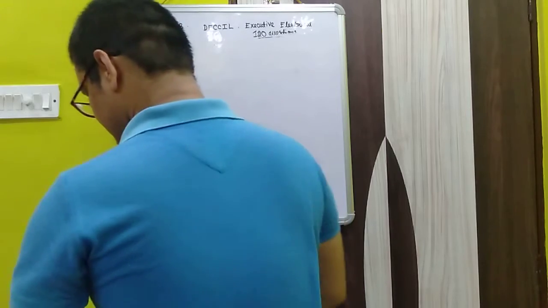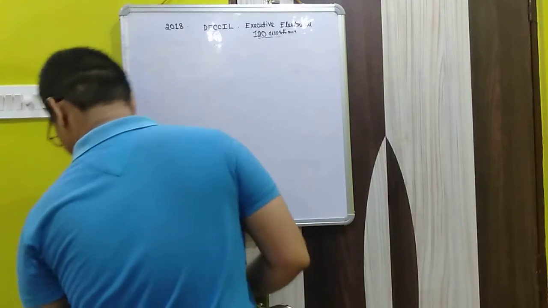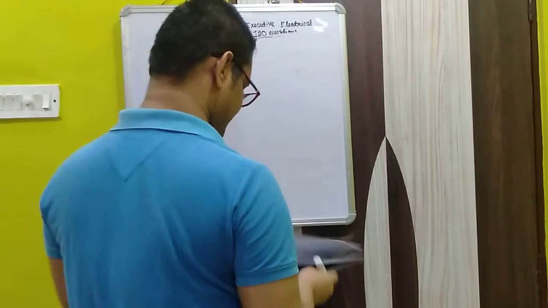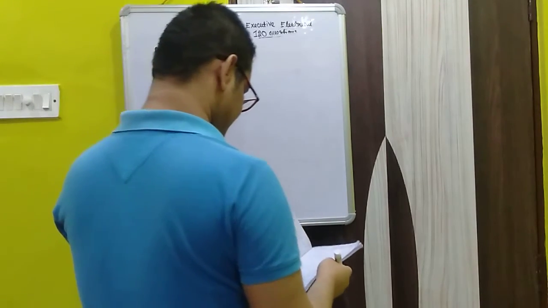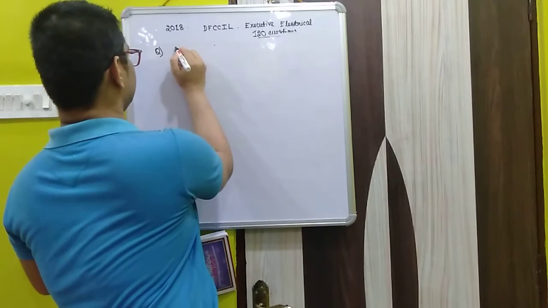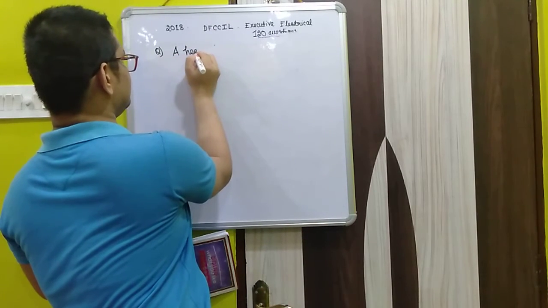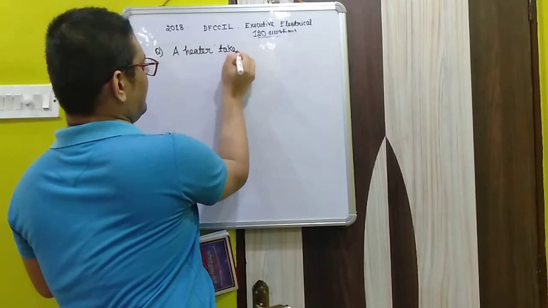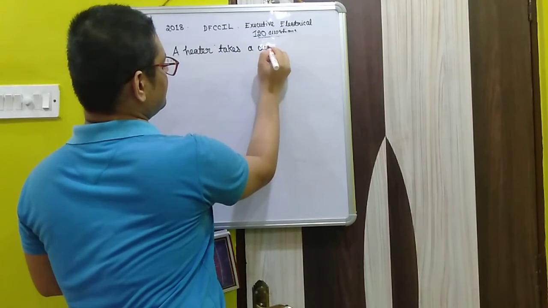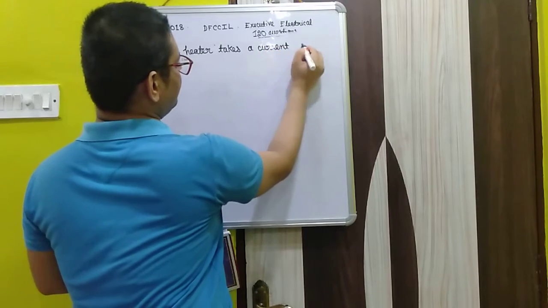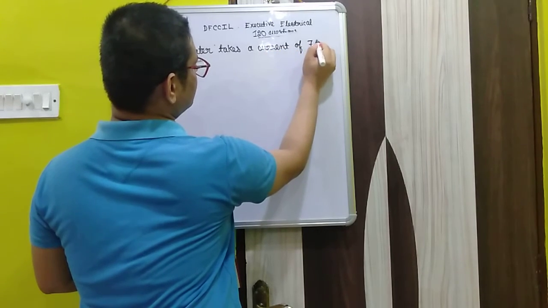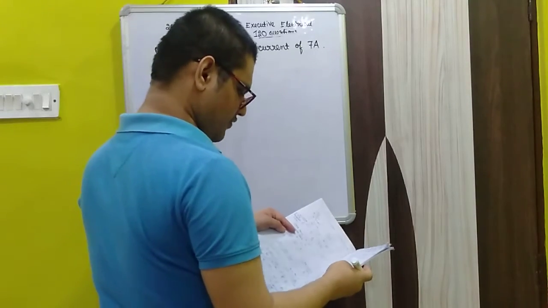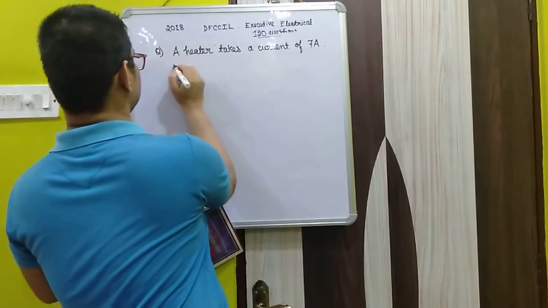So now there is a next question which came in the exam. There is a question number 6 or 7, that a heater takes a current of 7 ampere from 230 volt source.